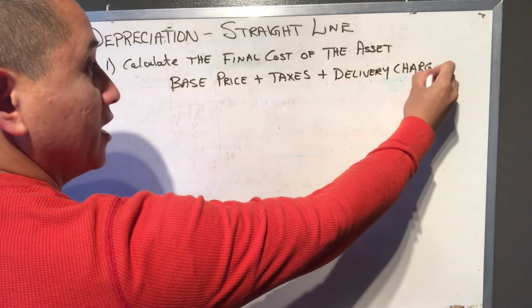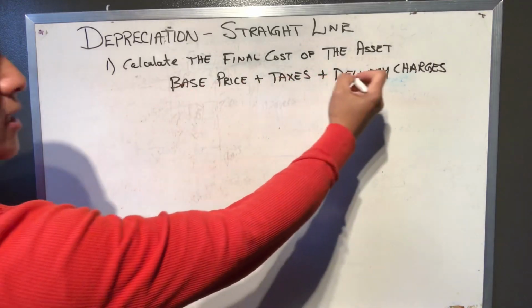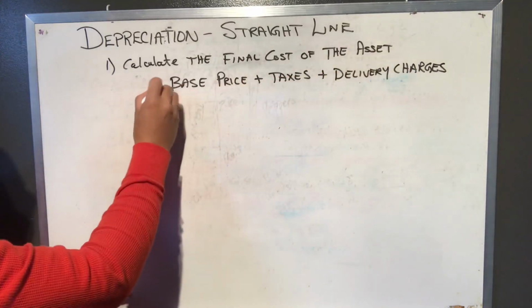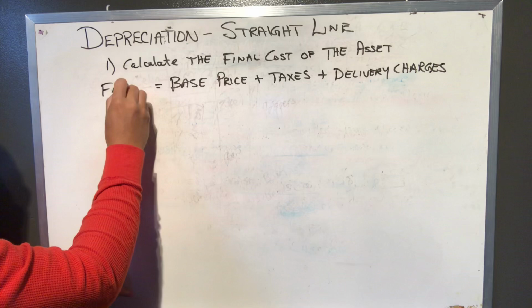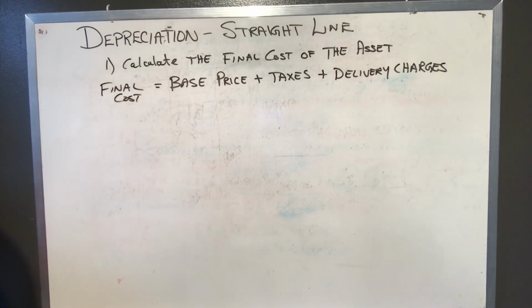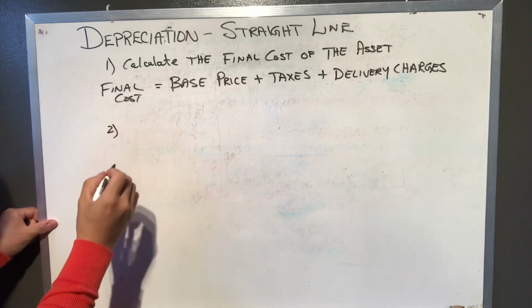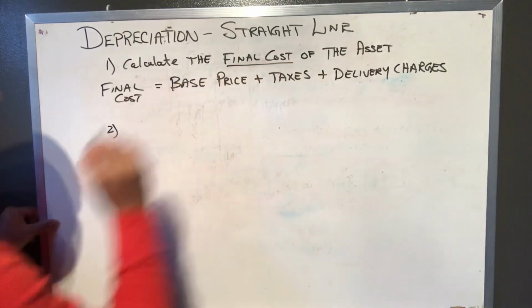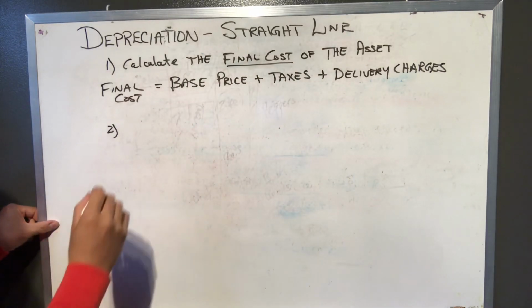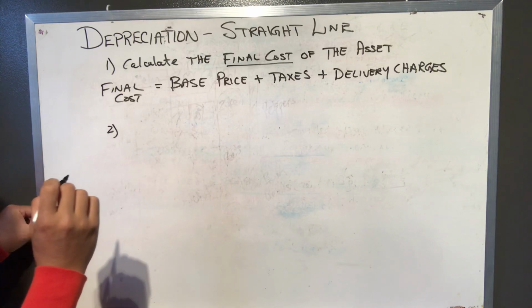So that would give us the base price plus taxes plus delivery charges, which would give us the final cost. That final cost is what we're going to be utilizing in our computation. Now the second step is to calculate and subtract the salvage value.